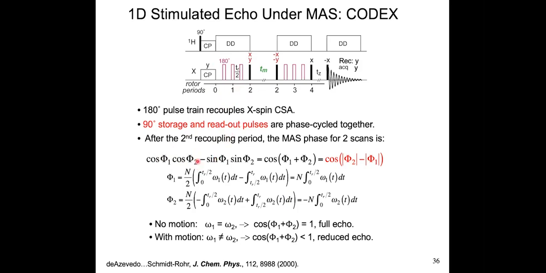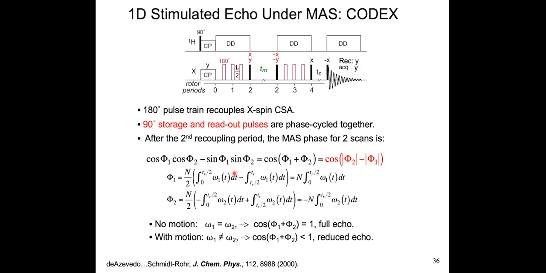And between the two scans, you want to do subtraction. So you have a cosine minus sine. And that corresponds to cosine of phi 1 plus phi 2. And you can show, keeping track of the sign, that this is basically equal to cosine of the absolute value of phi 2 minus the absolute value of phi 1. And these phis are written out here. They're basically the recoupled CSA phase.